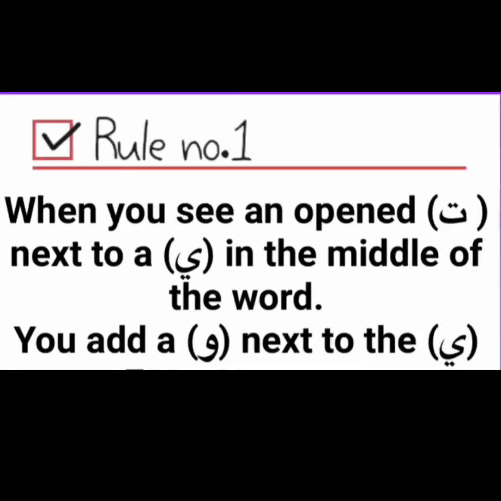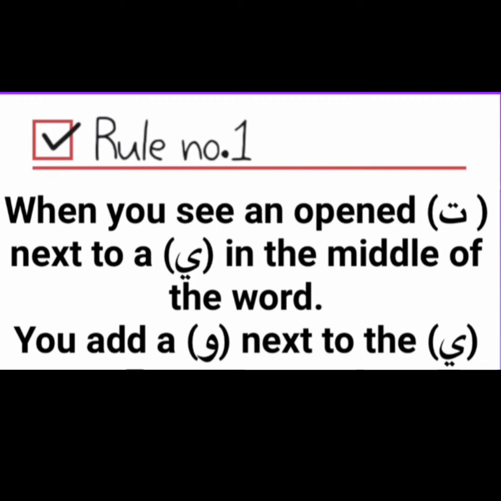Now, let's start. Firstly, I would like to introduce you 5 rules about the singular and plural before doing it. So let's go with rule number 1. When you see an open ta, it is called ta مفتوحة. When you see this type of ta next to a ya in the middle of the word, you add a waw next to the ya. I would like you to note this down before we're going through the examples.